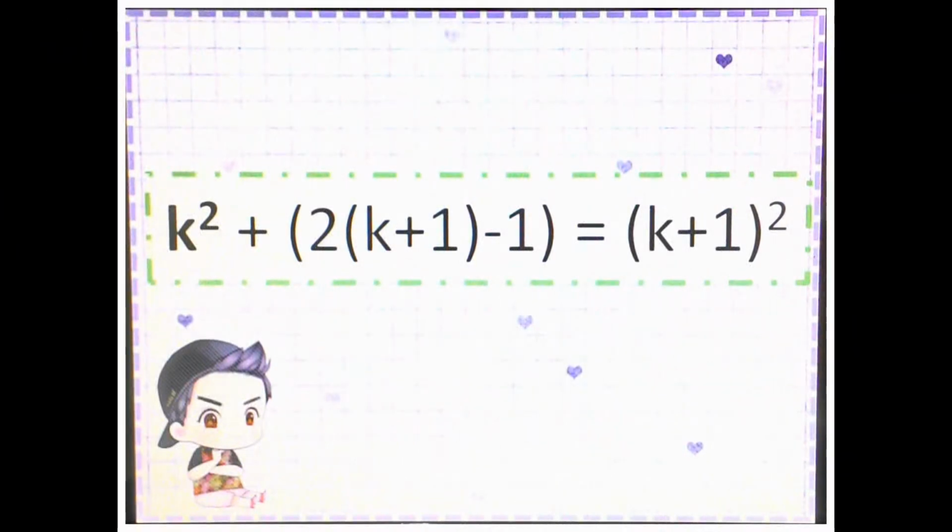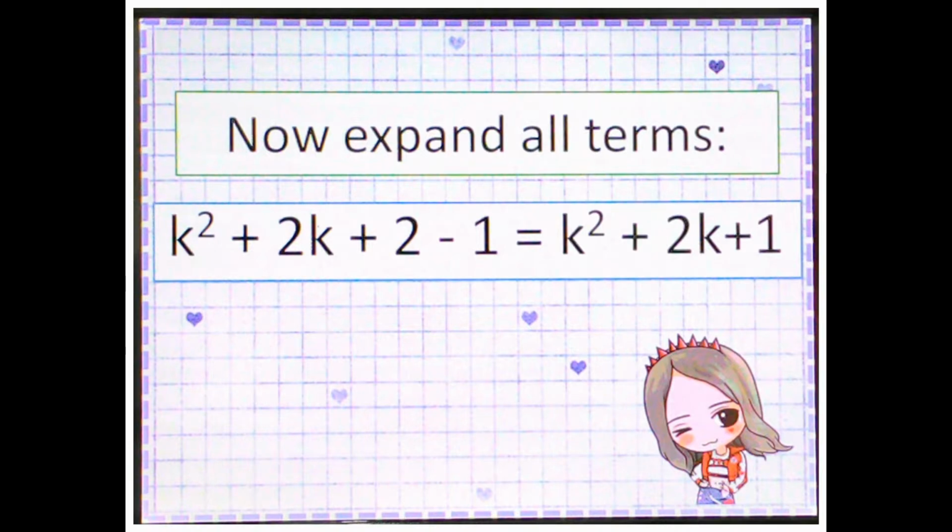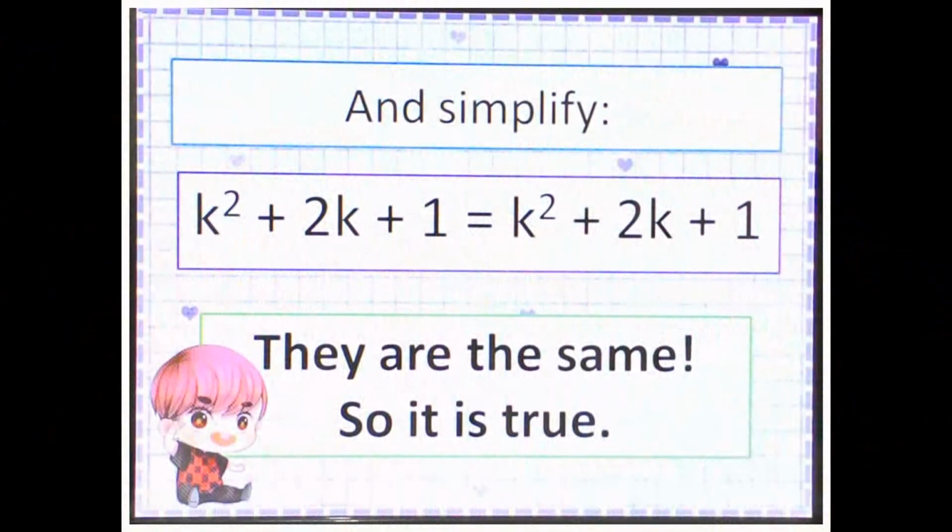k squared plus 2k plus 1 minus 1 equals k plus 1 squared. Now, expand all terms. k squared plus 2k plus 2 minus 1 equals k squared plus 2k plus 1. And we can simplify: k squared plus 2k plus 1 equals k squared plus 2k plus 1. They are the same, so it is true.